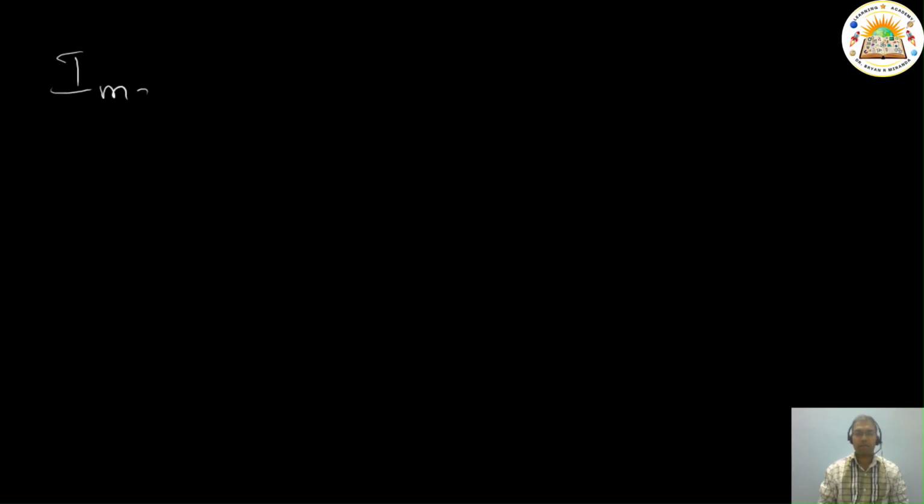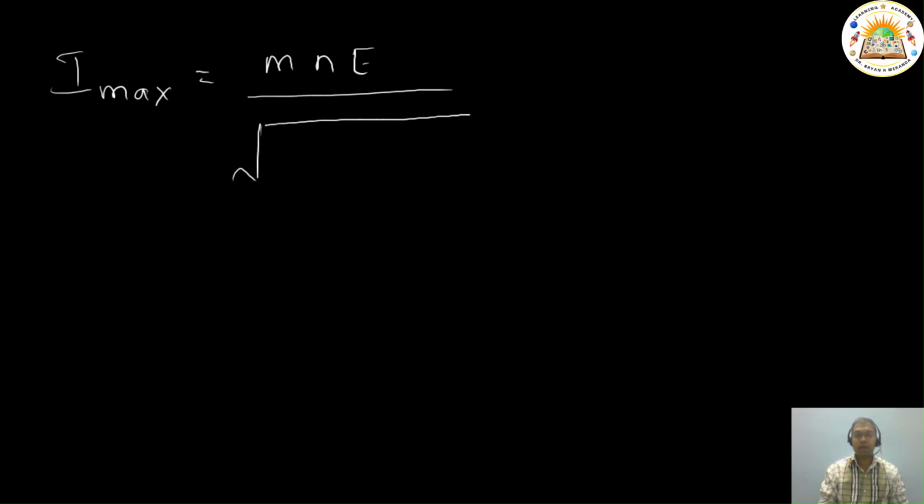So the maximum current, I max, can be found to be MNE whole divided by the square root of MNR times small r, into 1 by 2. We can use these ready reckoner formulas when we have objective type or competitive questions to answer. We don't have to derive the entire thing, but can straightforwardly use this. Now these we have arrived at using the relations that we have already found. So this is maximum current.